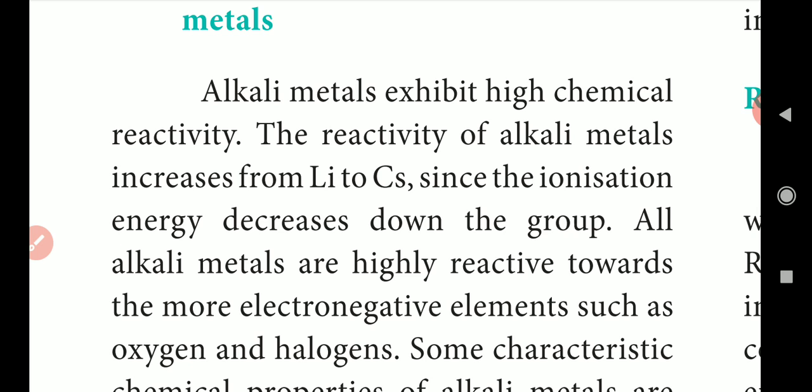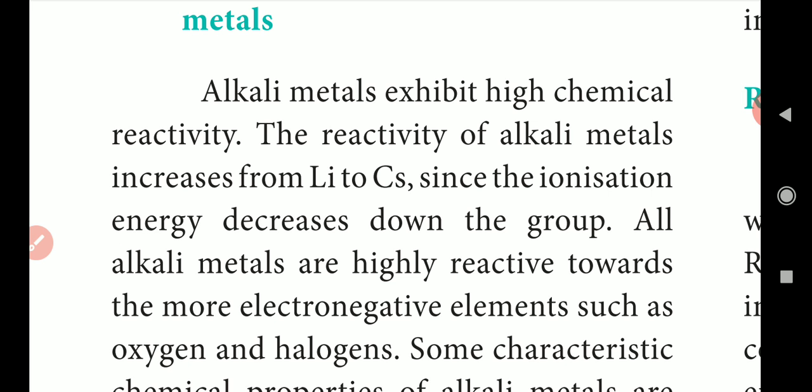Among all the groups, which group has the highest electronegativity value? Halogens have the highest electronegativity values. An element that can easily lose electrons is considered a metal, and an element that can easily gain electrons is considered a non-metal. So metals react easily with non-metals, that is, a highly electropositive element combines with a highly electronegative element such as oxygen and the halogens.